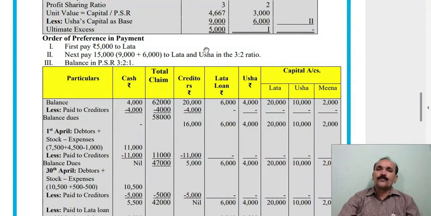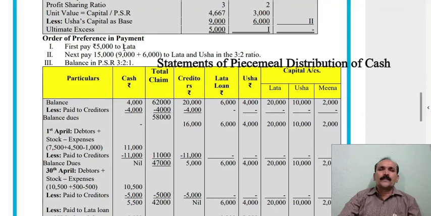After the preparation of the excess capital statement, now we must prepare the statement of piecemeal distribution of cash. First, pay rupees 5,000 to Lata as the ultimate excess capital. Second, next pay 15,000, 9,000 plus 6,000, to Lata and Usha in the ratio of 3:2. Third, the balance in PSR 3:2:1.